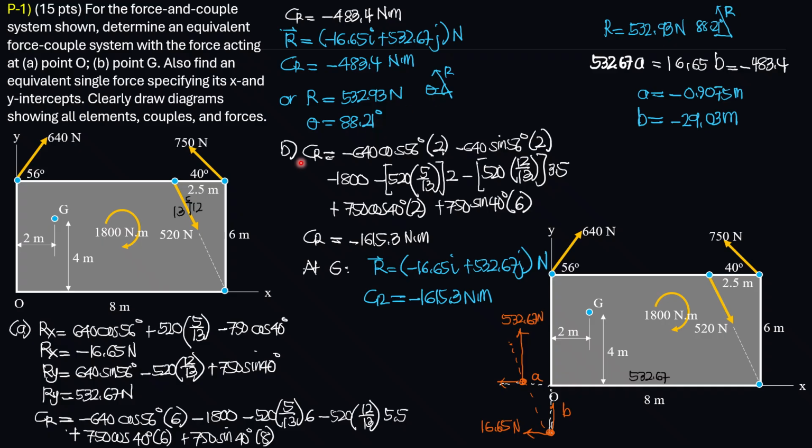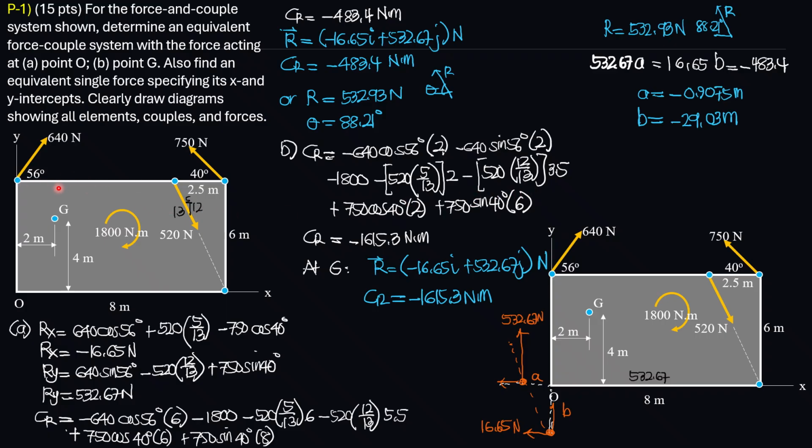Then in part B, the resultant force is still the same, except that the resultant couple at G is computed using the longer way. The harder way makes you master statics. Do not use the shortcut unless you have already mastered statics. If you are not yet a very good student in statics, do the harder way so that you will become good.